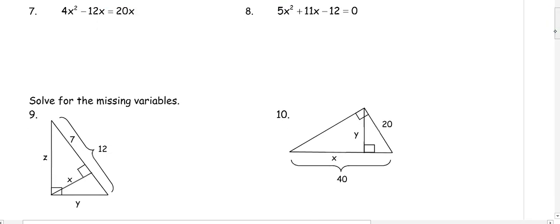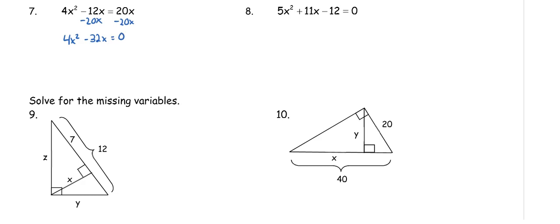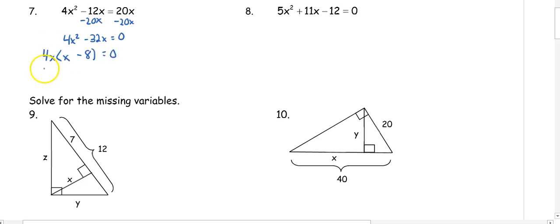Number 7, I want to get it to the x squared side, so I'm going to move negative 20, I'm going to subtract 20x from both sides. 4x squared minus 32x equals 0. Now, this one doesn't have a number constant, so we need to factor by GCF. So we need to pull out the greatest common factor. So both of these are divisible by 4 and an x. So our greatest common factor is 4x. When I take 4x out of 4x squared, I'm left with just x. And when I take 4x out of 32x, I get negative 8 equals 0. So I still need to solve for x, so I would have 4x equals 0, x is 0. X minus 8 equals 0, so x is 8.